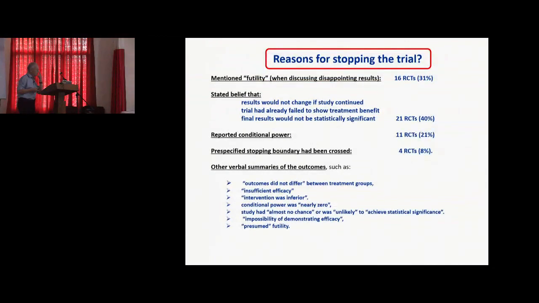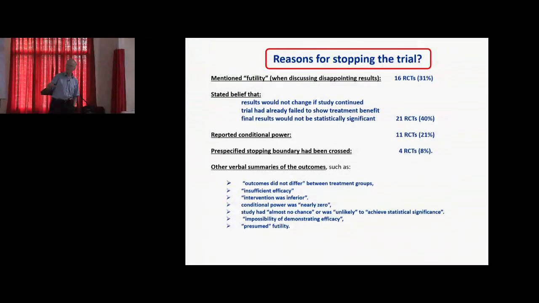Why did they stop? So again, this is all out of 52 that we had. They mentioned futility somehow. And by the way, multiple answers are possible on this one. So they somehow mentioned futility when they were discussing their disappointing results. About 1/3 did that.